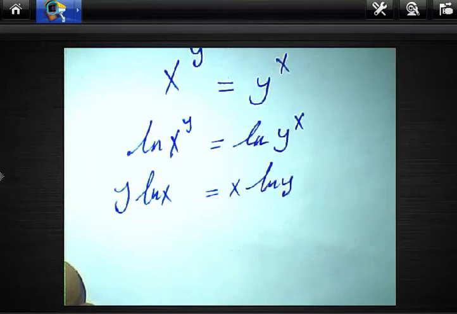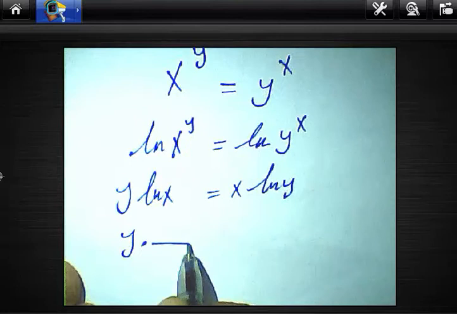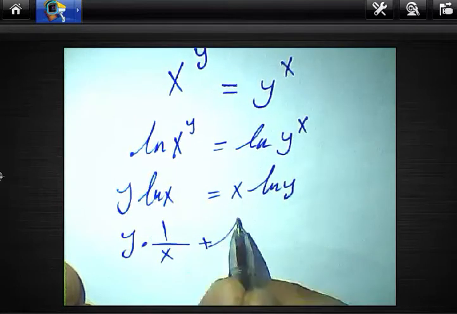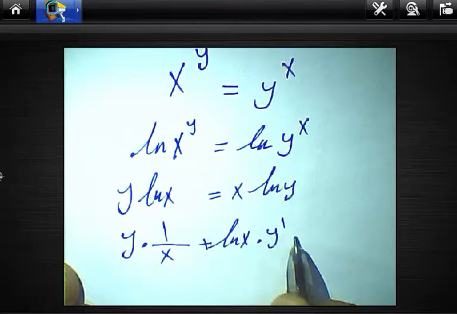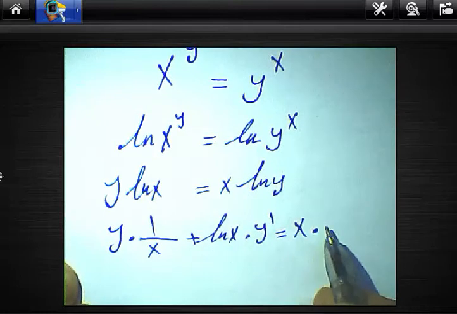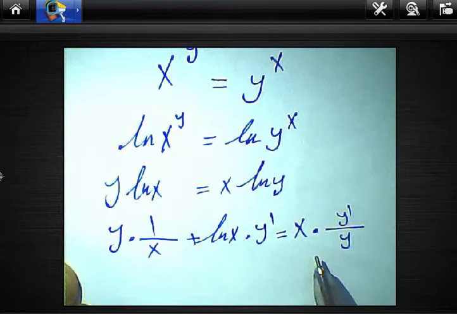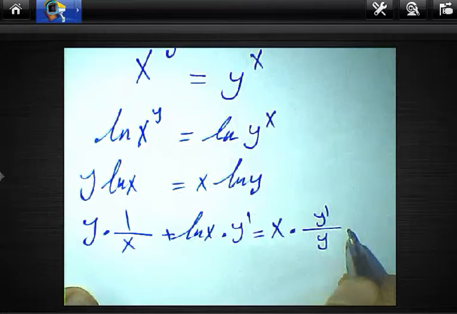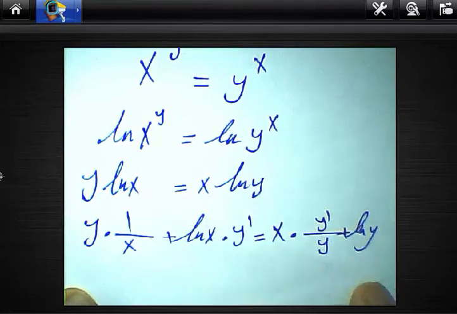And then we can find the derivative of the multiplication of two terms. We can write the first here multiplied by the derivative of the second, 1 over x. Then we write the second, ln of x, multiplied by the derivative of the first, which will be y dash. And here we write the first x multiplied by the derivative of ln y, which will be y dash over y, plus the second multiplied by the derivative of the first, the second will be ln y. Okay, ln y multiplied by the derivative of x equals 1.